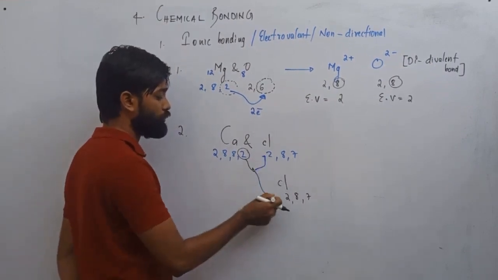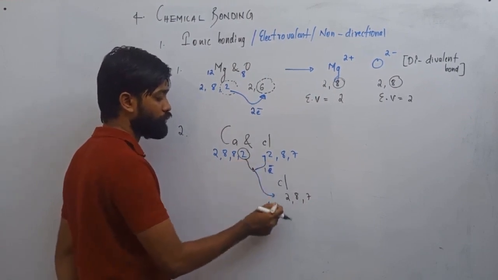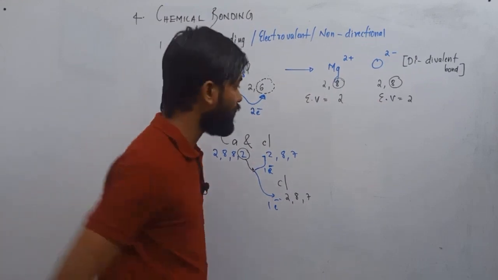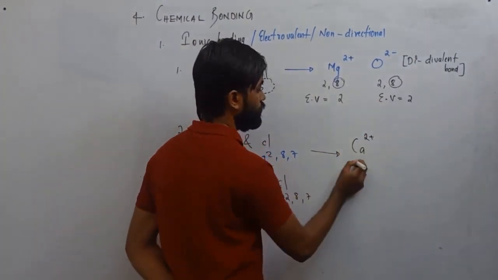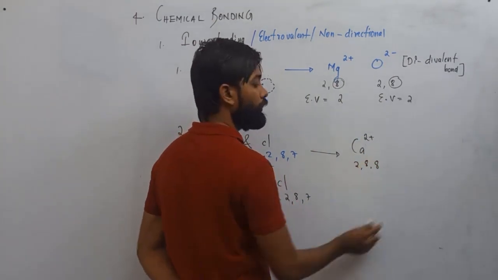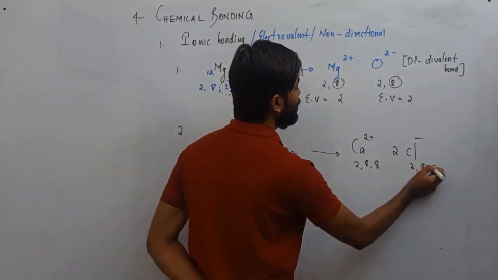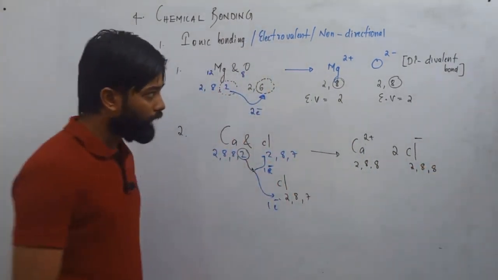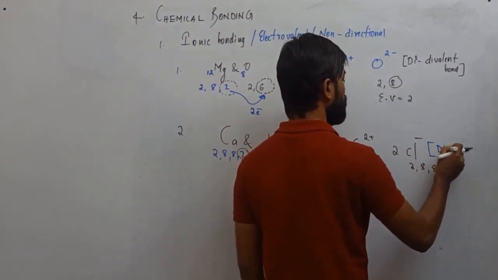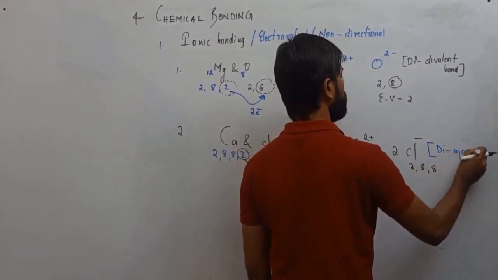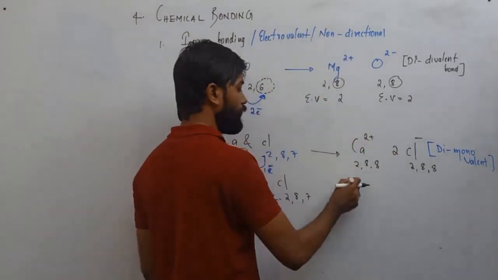So here is the losing of 1 electron: calcium loses 1 electron to this chlorine and also to this chlorine. So calcium attains a stability of 2, 8, 8. Similarly, there are 2 Cl minus, and both Cl minus attain 2, 8, 8 stability. And this ionic bonding is another type of ionic bonding. This is actually a di-monovalent bond.